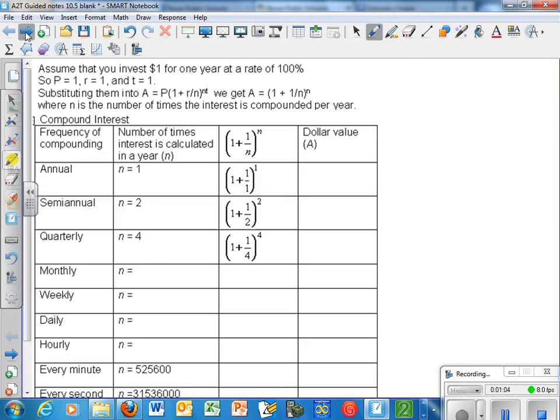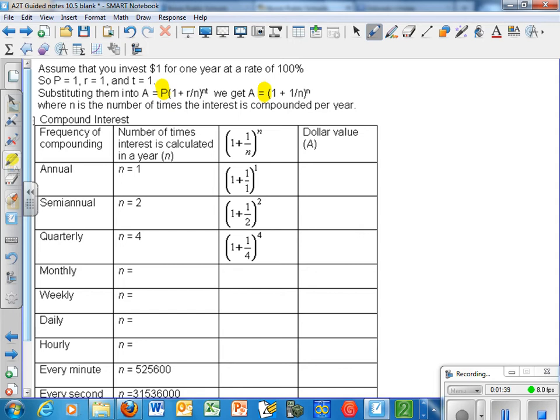Now we have a table we're going to fill in, which leads us into this base E. Here's the problem. Assume that you invest $1 for 1 year at a rate of 100%. So P equals 1, R equals 1, and T equals 1. R would be 100%, and if you change that to a decimal, 1.00. Substituting them into the formula, we get this. If P is 1, there's nothing out in front, but it's 1 plus 1 over N to the power of N.